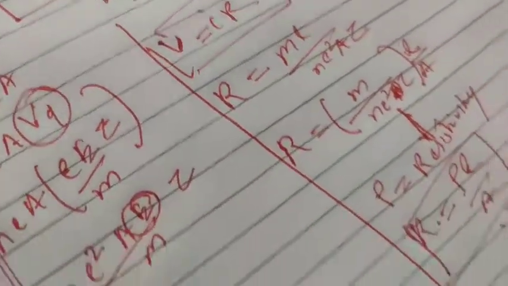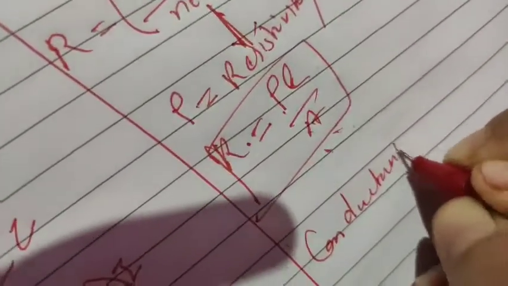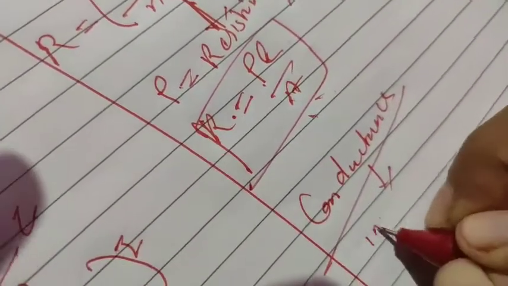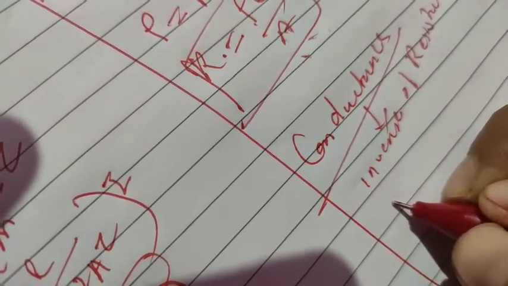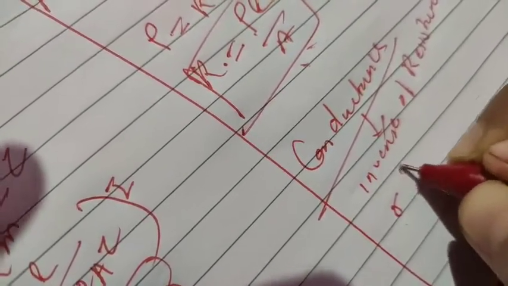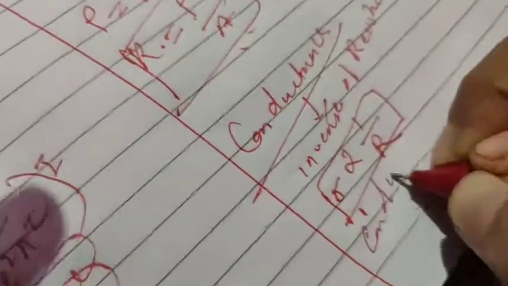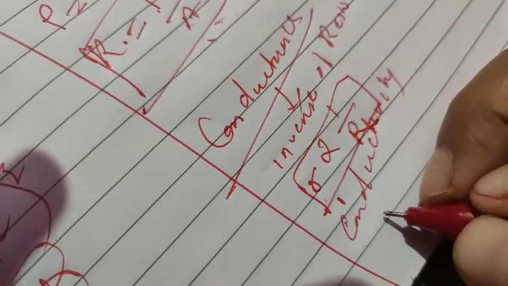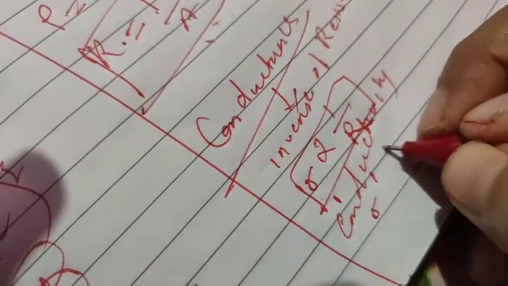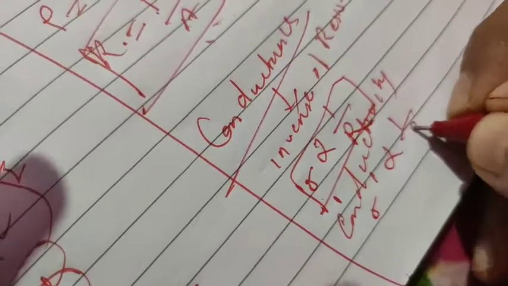Now what is conductance? It is the inverse of resistance. Suppose I take the symbol as sigma, you can take anything. It is inversely proportional to resistance. This is conductance. But what is conductivity? Suppose I am taking rho dash. So conductivity is inversely proportional to resistivity.